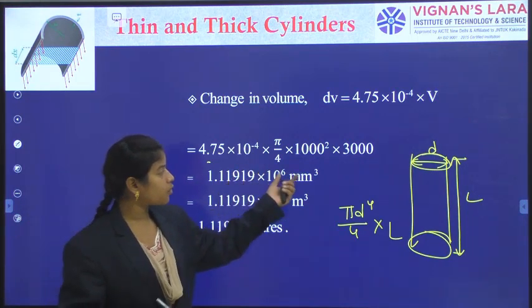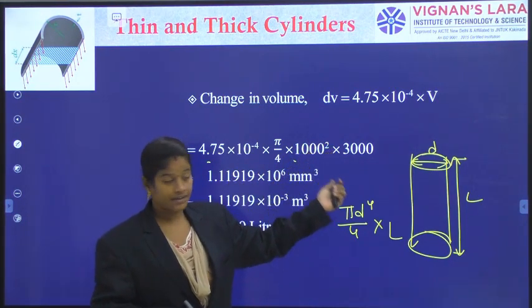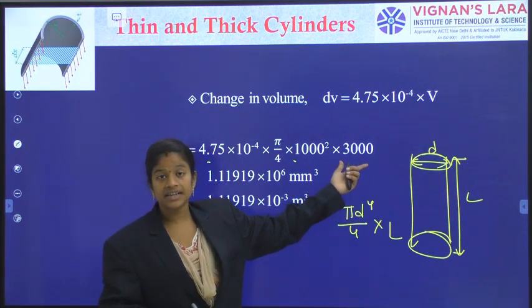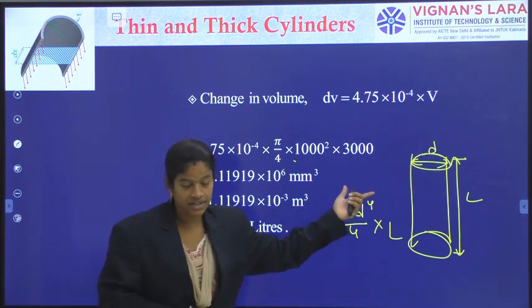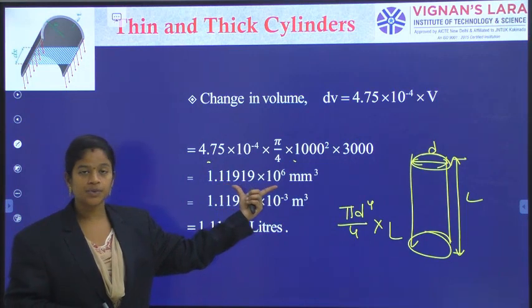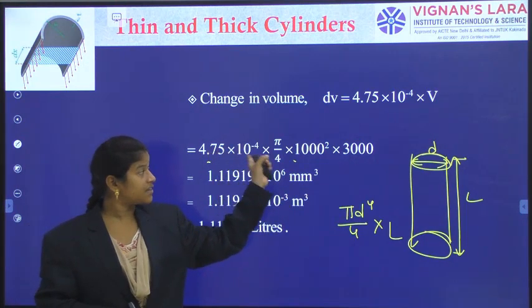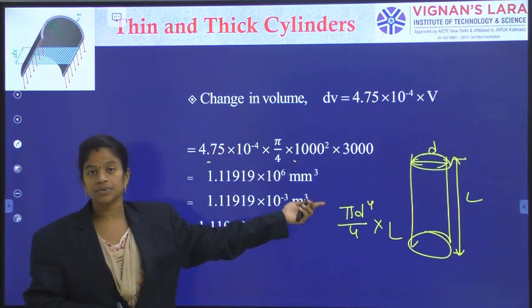So pi by 4 into 1000 square, the diameter squared, and the length of the cylinder is 3 meters, which is 3000 millimeters. Substituting with rearrangement, I have got the answer in millimeters cube, because everything is in millimeters.